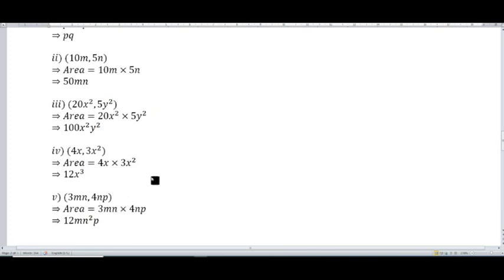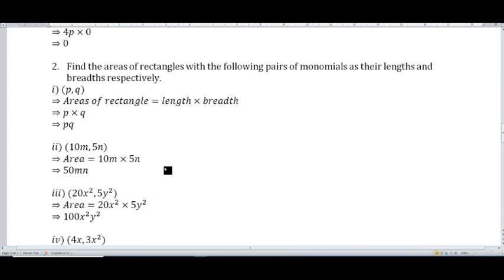Okay, here the question asks you to find the areas of rectangles with the following pairs of monomials as their lengths and breadths respectively. That means in these pairs of monomials, one is the length and another one is the breadth. And we all know that the area of a rectangle is length into breadth. That means we have to multiply the length and the breadth.